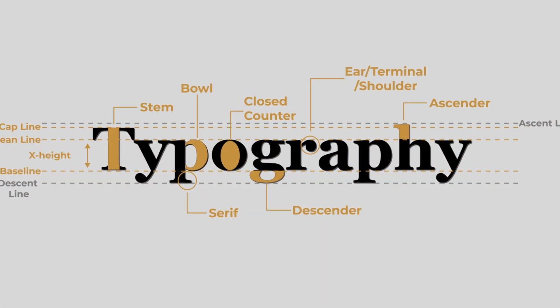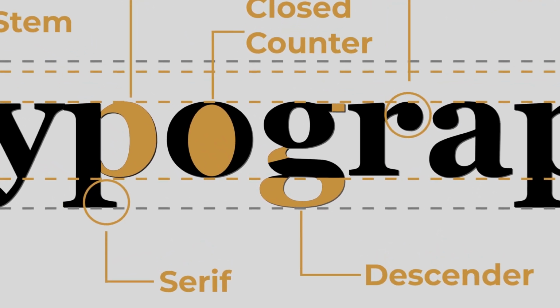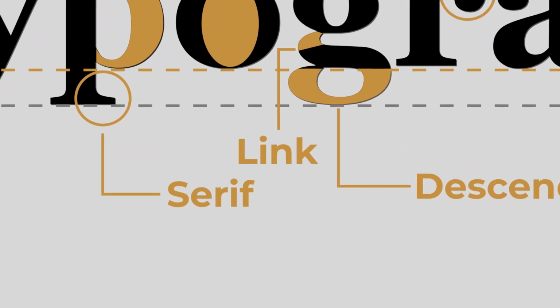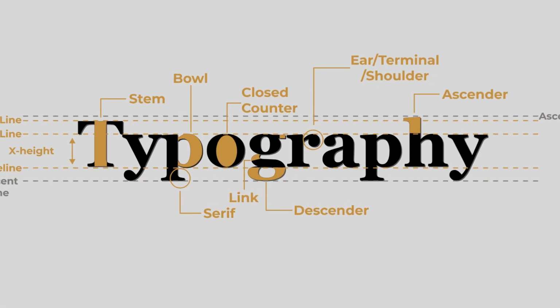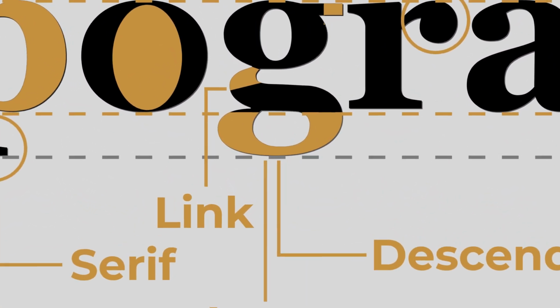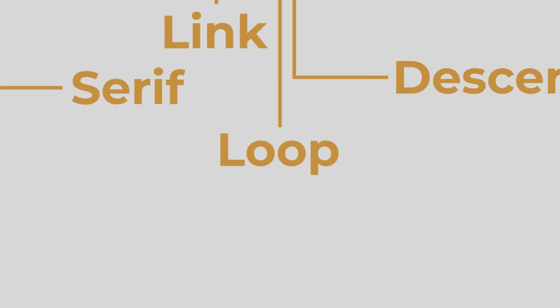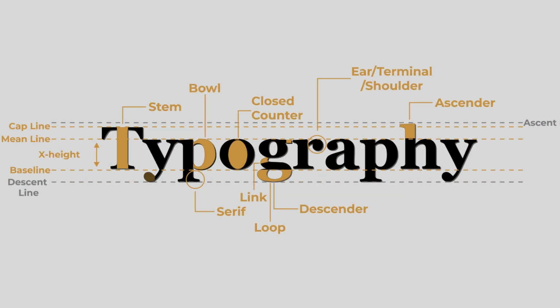On the G, the curved part that connects the top and bottom is the link. It ties together the structure, creating a smooth flow. Now look at the bottom enclosed area of the letter G, it is the loop. It's like a tiny bubble hanging below the baseline. Beautiful and essential.